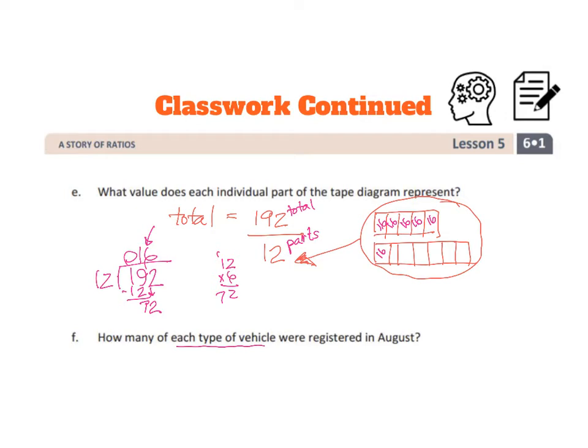Well, that means that I have my 5. Here's my 5. And those 5, remember, they're valued at 16 each, right? So if I have 5 times my 16, 16 times 5 is 80. So 80, and that's my 5, so those are my cars.